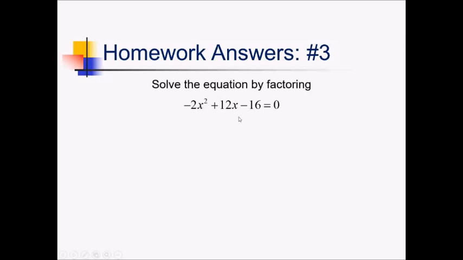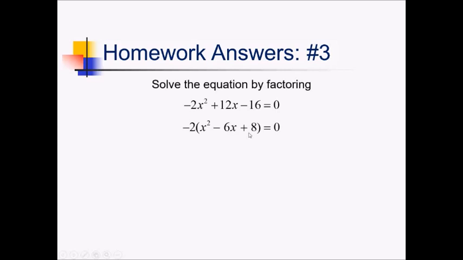So one thing I noticed, since we have an a value that's not 1, I have to do a little extra work here, so I'm going to start by checking for common factors. Can I take negative 2 out of everything? Looks like I can. So if I factor a negative 2 out, inside I'm left with x squared, and this will now be minus 6x, and then this negative 16 becomes a plus 8.